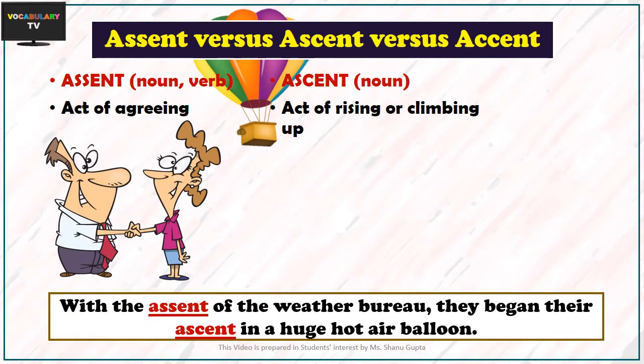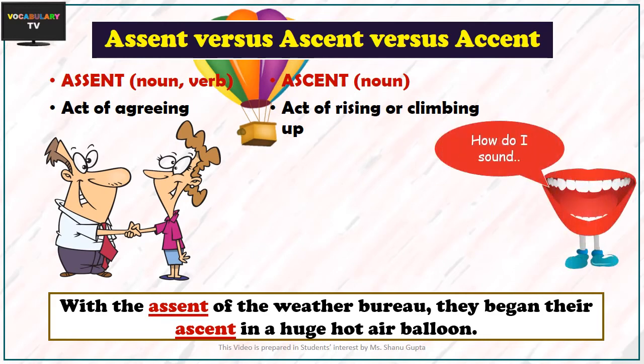An example sentence for both words is, with the assent or the agreement of the Weather Bureau, they began their ascent or climb in a huge hot air balloon. A close third word is accent, which refers to a distinctive way of pronouncing a language, especially one associated with a particular country, area, or social class. We sometimes talk about the way someone sounds by defining it as a British accent or Indian accent.